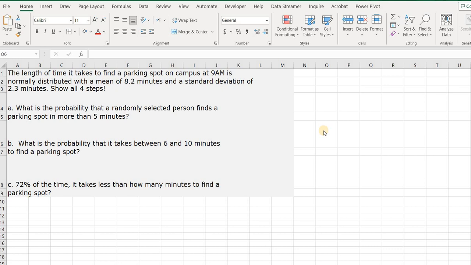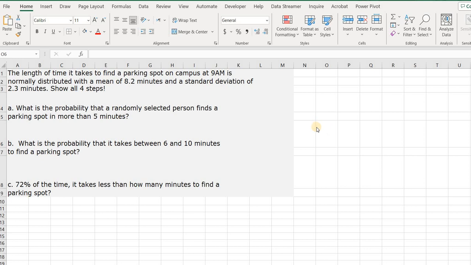We want to show all 4 steps. So this is how I would expect you to answer each question on the test. To do your homework, you don't need to do all of the 4 steps. You can take shortcuts, but for the exams, I would like to see all 4 steps.